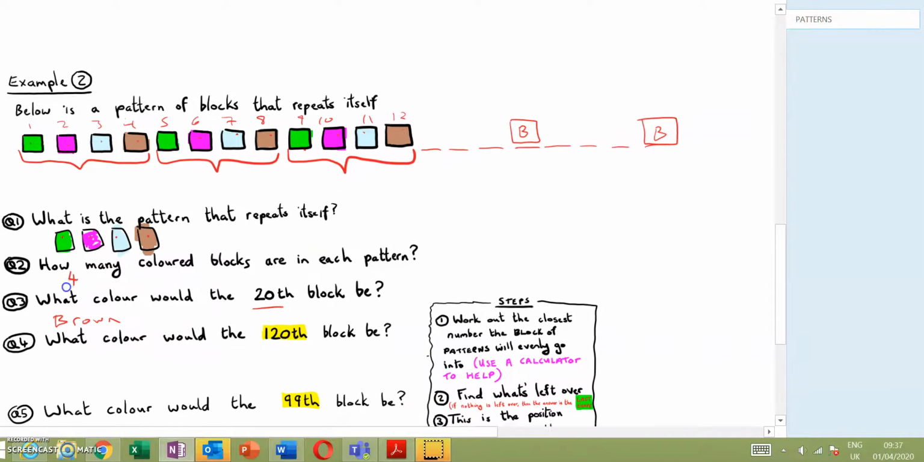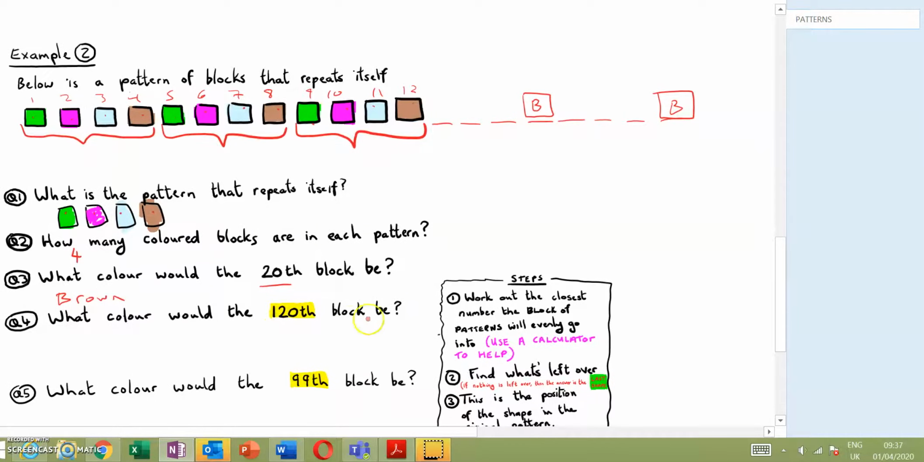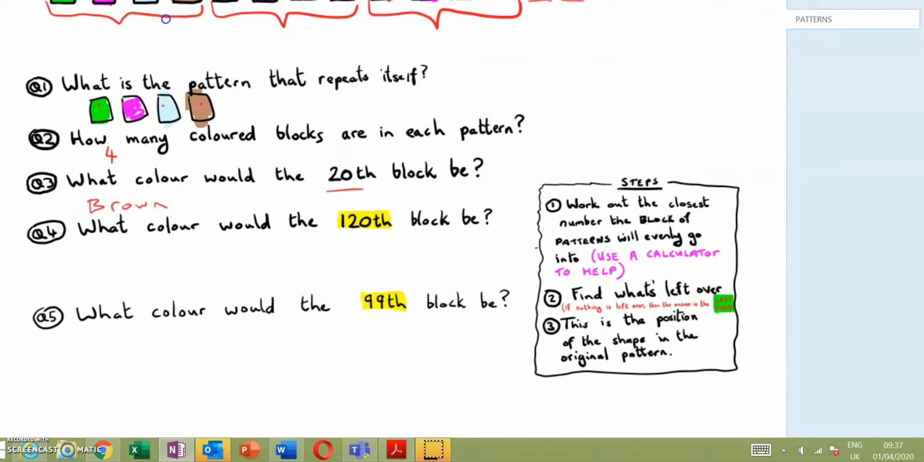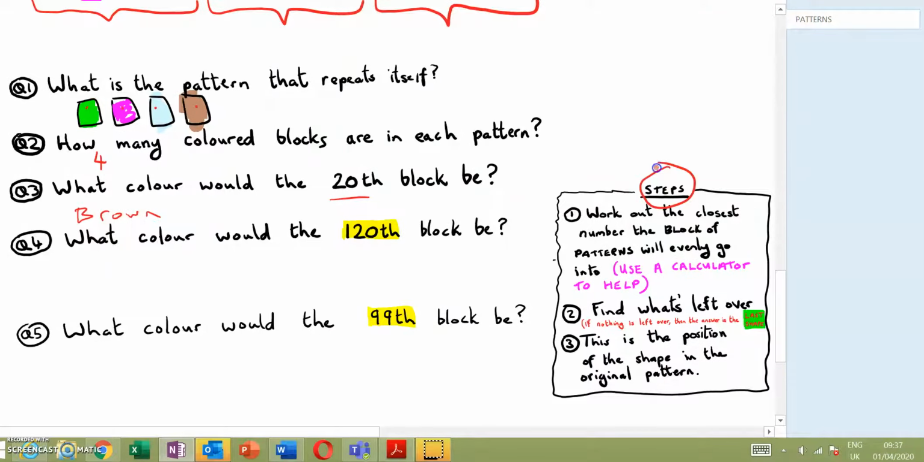Now, what colour would the 120th block be? Well, if I go and try and do this again, all the way to 120, I'd have a sore wrist. So I'm not going to do that. I'm going to use the steps that I just spoke about a moment ago. Okay, let's try and do that. Work out the closest number of blocks. Work out the closest number the block of patterns will evenly go into. Use a calculator to help.